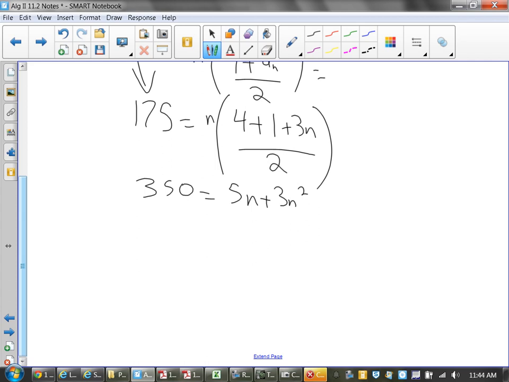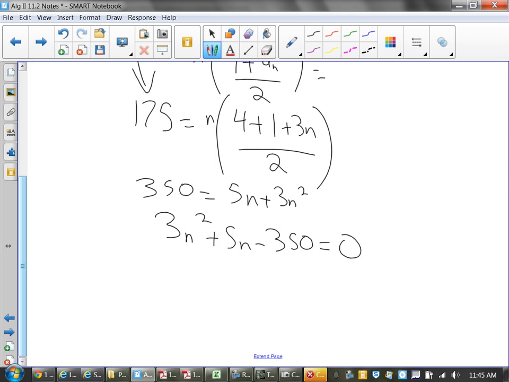The n after the 3n, wouldn't that be 5? No. We don't know what that is yet. We're solving for n. We have to figure out how many of these add up to get us to that 175. So now, factor. 3n squared plus 5n minus 350 equals 0.